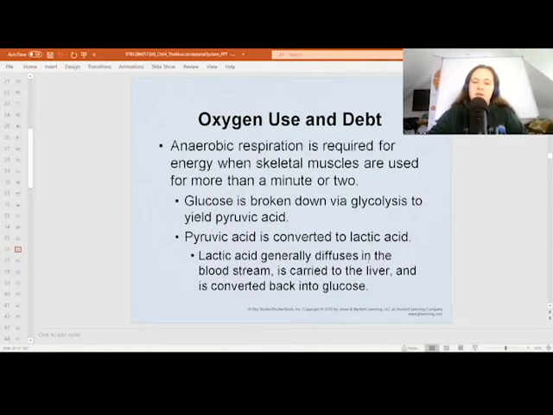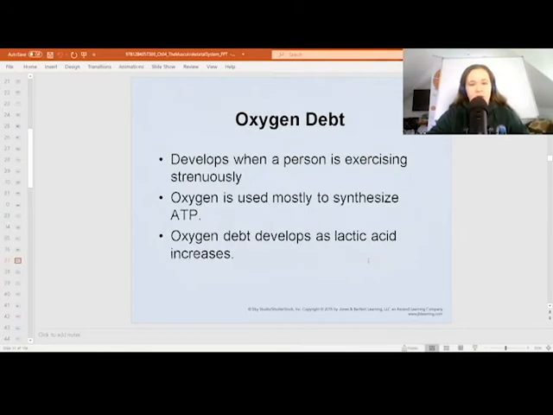Anaerobic respiration is required for energy when skeletal muscles are used for more than a minute or two. Glucose is broken down via glycolysis to yield pyruvic acid. Pyruvic acid is then converted to lactic acid, and lactic acid generally diffuses into the bloodstream and is carried to the liver and converted back into glucose.